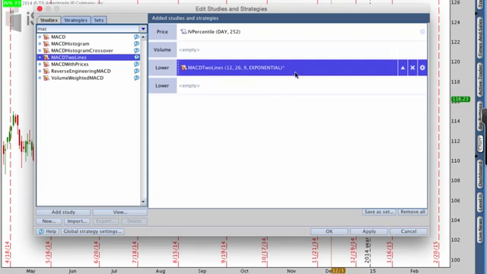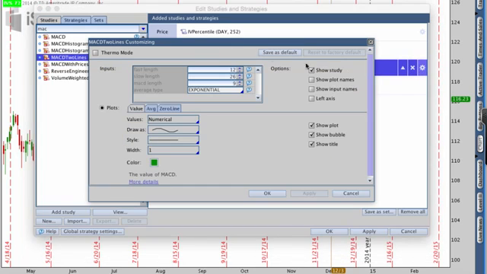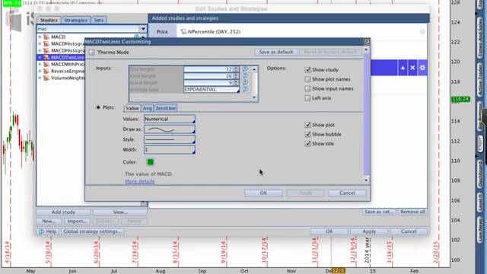Then inside MACD, you can see there are a couple different settings. The first setting I want to change is the fast length, which is this one right here. Fast length, which is currently at 12, I want to change to 15. That's the first change I'm going to make, and then I'll explain what these different lengths mean. The slow length is currently at 26, and I'm just going to even that out a little more to about 30.